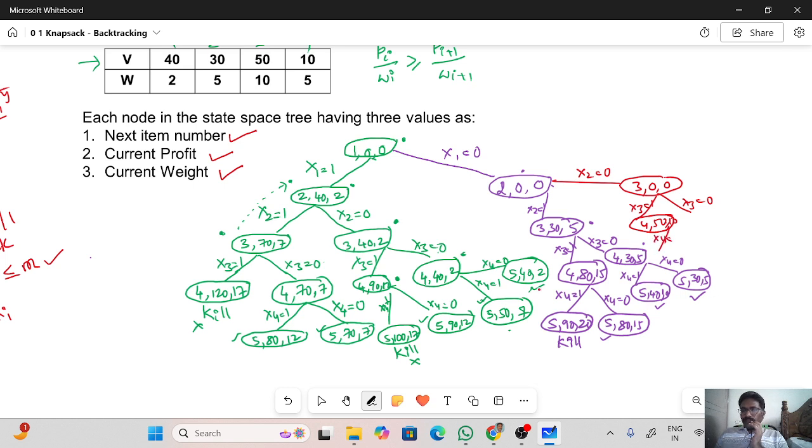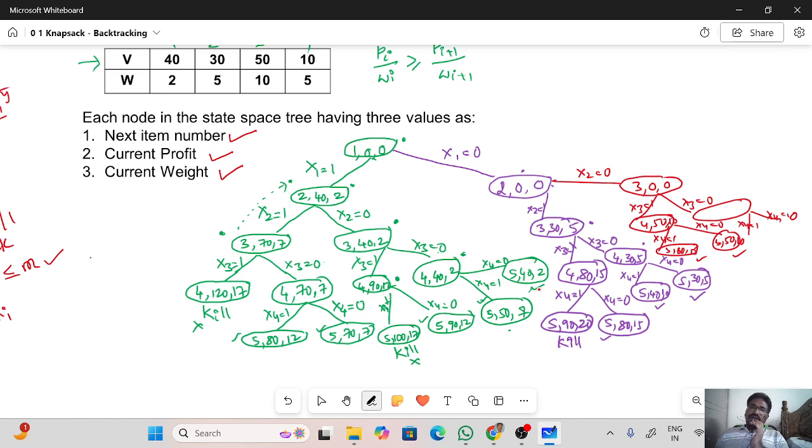x4 equal to 1. So what about x4 equal to 1? Fifth item, 50 plus 10, 60. And what is the weight? 10 plus 5, 15. Is 15 greater than 16? No. So this is one more solution. Take the backtrack, x4 equal to 0, nothing but 5, 50 and 10. This is one more solution. Take the backtrack and x3. So then you find x3, x4 equal to 1 and x4 equal to 0.